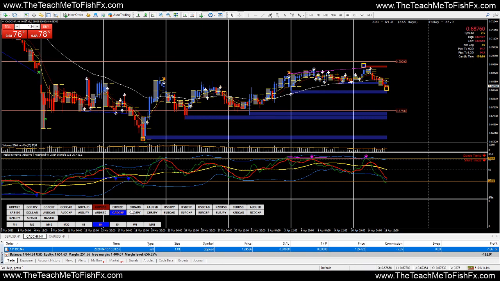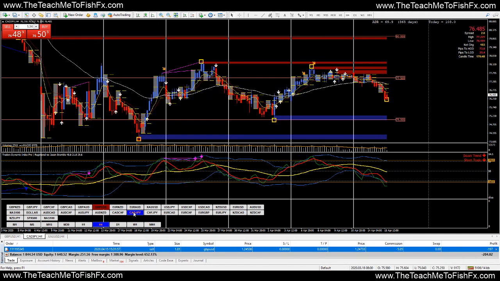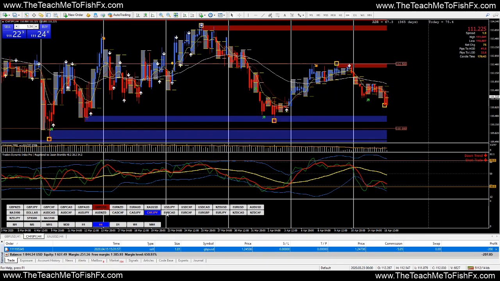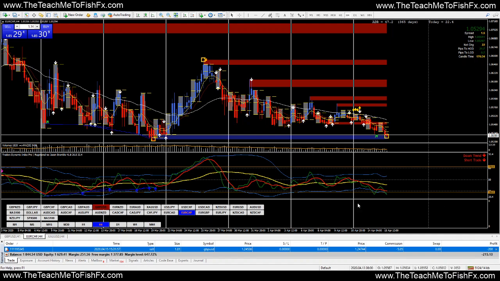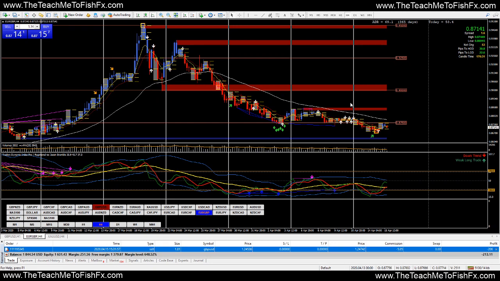So, CAD Swiss is one that I would keep a watch on. Exhaust, it's overbought, so it's looking good. Same thing with CAD JPY. Same thing with Swiss JPY. EuroCAD is a good one to keep a watch on. Keep a watch on Euro Swiss. Again, this is all based off of the 4 hour chart.